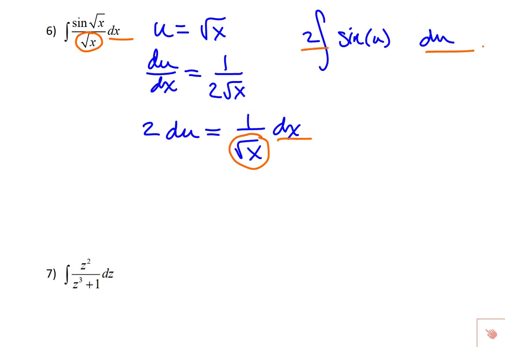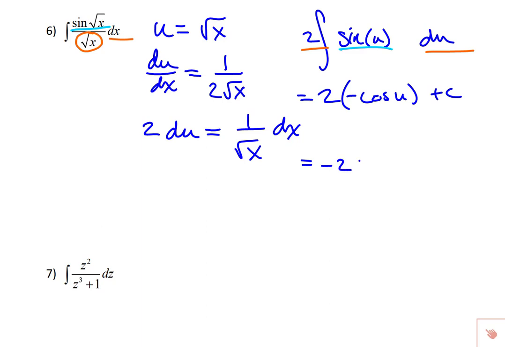So to be clear, this 2 and the du is replacing the square root of x and dx, and then the sine of u is representing the sine of the square root of x, which means everything in the original integrand is represented. We need that to be true, and yet it's giving us a simpler integral to work with. So let's go ahead and rewrite this as 2 times the antiderivative of sine of u, which would just be negative cosine of u, and then we'll say plus c. And then of course we want to replace u with what it's equal to, so we'll rewrite this as negative 2 times the cosine of the square root of x plus c.